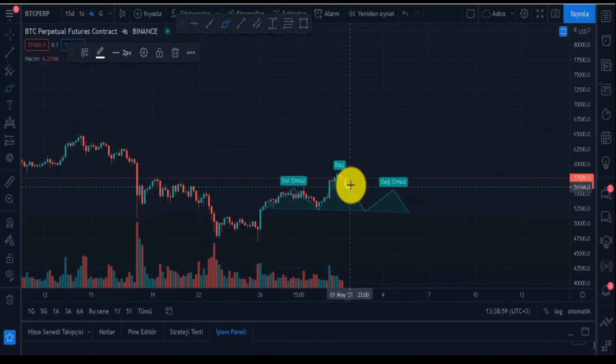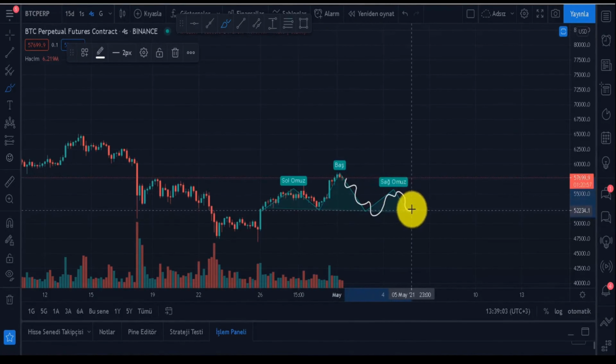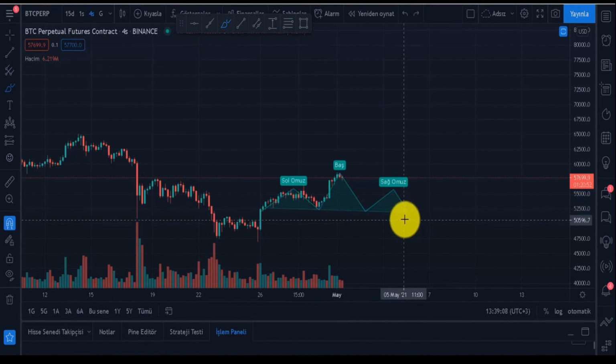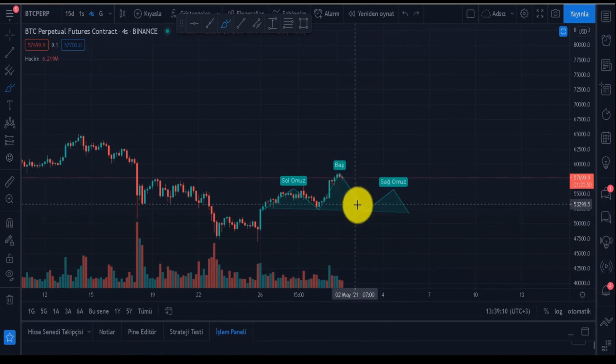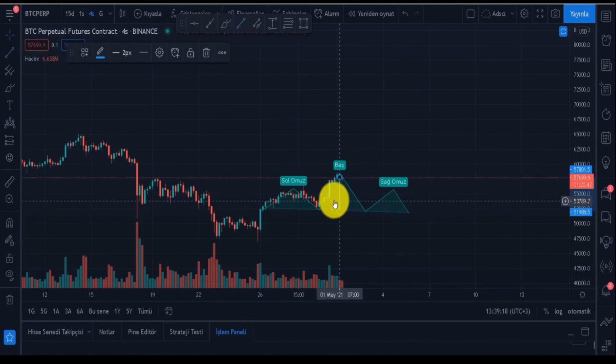Now if friends proceed like this, and if Bitcoin does this, then we have seen it come down like this from here. So what does this tell us? These green and red candles came in just like this, friends. Now in this case, the depth of the head here is referred to as the head depth, just as you see the depth of the head here.